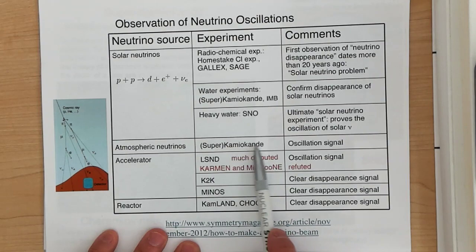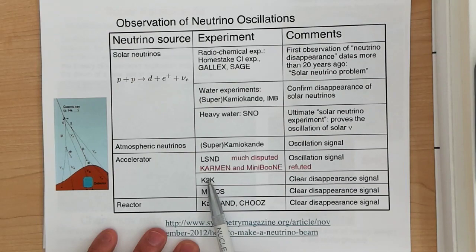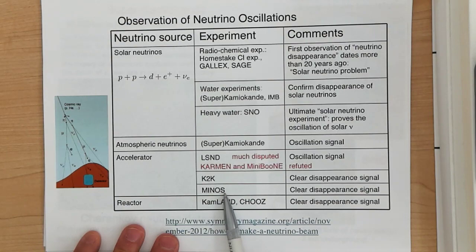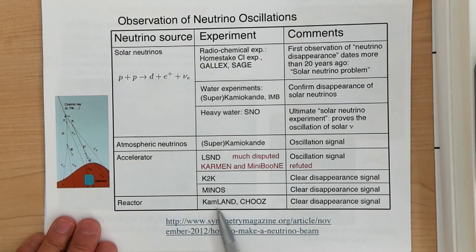Then there's the K2K, which is again related to Kamiokande here, but this is an accelerator in Japan, where they measure the disappearance of the flux of neutrinos. What they do is they have a detector that's near the accelerator and a detector that's far away from the accelerator, and then they can see that there's a difference between the two. There's also an experiment, MINOS, which is doing very much the same thing. And then there are reactor experiments, which involve nuclear reactors, in places like KamLAND in Japan and Chooz in France.